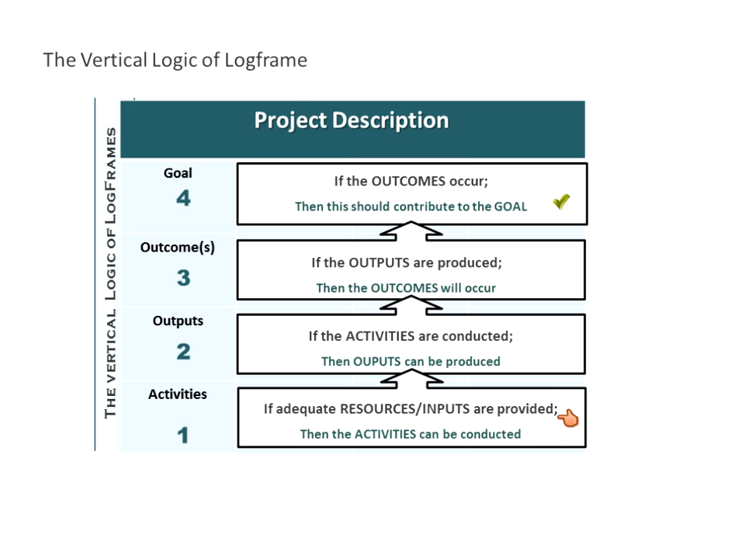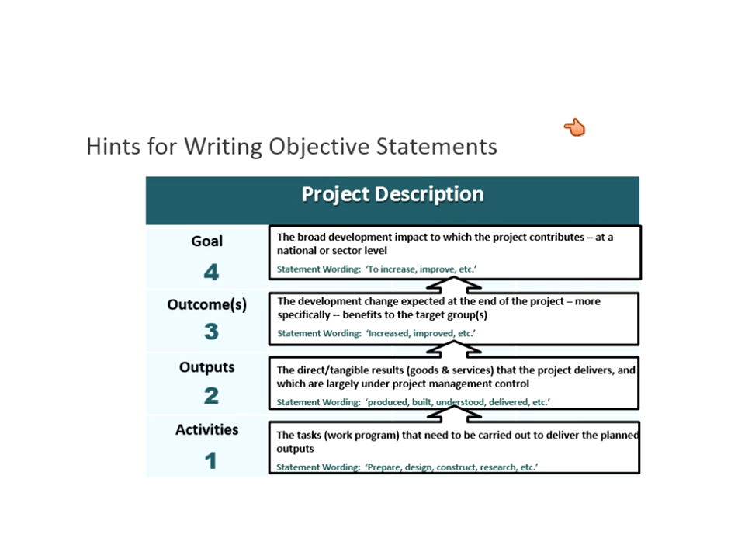But you say if you have adequate resources and inputs that are provided, then the activities can be conducted. If the activities are conducted, then the outputs can be produced. If the outputs are produced, then the outcomes will occur. If the outcomes occur, then this should contribute to the goal. All right, so that then would be the way that you could read the logic. You can read the logic from the middle out, from the top down. The idea is that you need to have a logical flow between your objectives, and that's called the vertical logic. So some hints for writing statements when it actually comes to the practical.